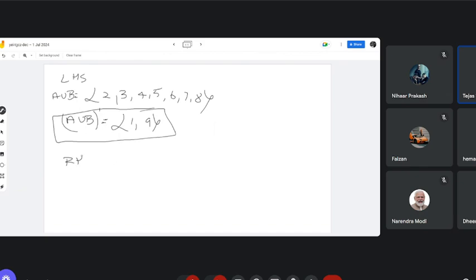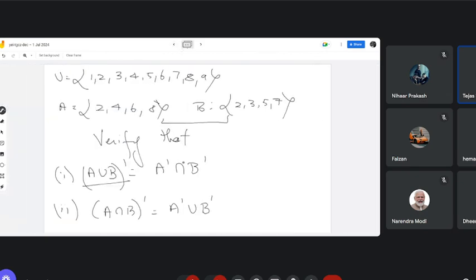Right-hand side says A dash intersection B dash. I'm supposed to find A dash first. I'll do it right here, focus. A dash meaning, again, dash is there, so we compare with the universal set. Whatever is there in the universal set, but not in A. 1 is there in U, but not in A, so I write 1. 2 is present, so I'm not writing.